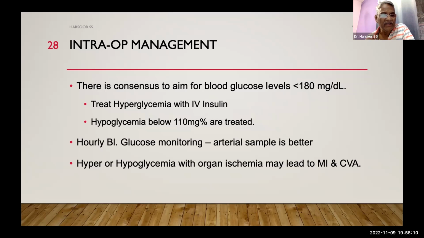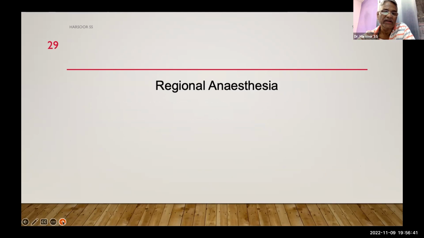But what is important in these patients is hourly blood glucose monitoring. That is the one which is very, very critical to avoid both hyperglycemia and very serious hypoglycemia events. And if it is possible, an arterial sample is better. If not, even the capillary blood will do. Because you know the hyper- and hypoglycemia, especially hypoglycemia with organ ischemia, may lead to problems like MI and cardiovascular accidents. So at any cost, hypoglycemia must be avoided.